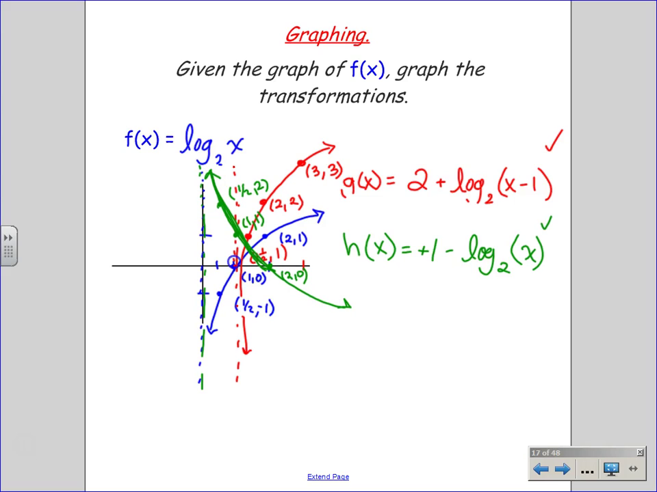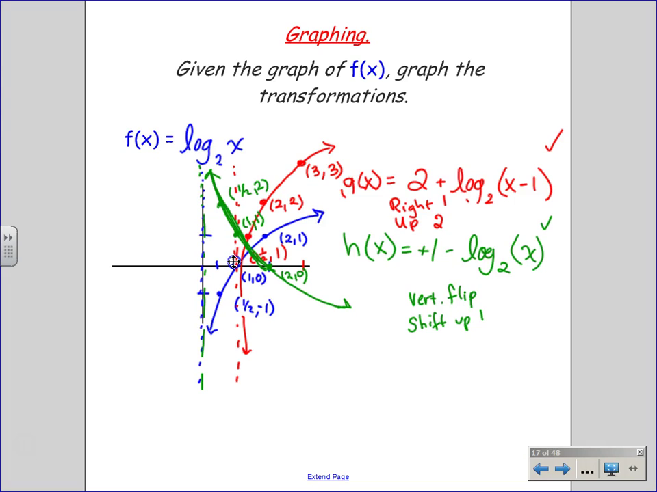Questions on H? Some of you might want to write down the actual transformations if you got a little stuck. For instance, this one is a vertical flip and then a shift up 1. Whereas this one, we went right 1 first, shift right 1, and then we went up 2. Are we good? I'm scanning.